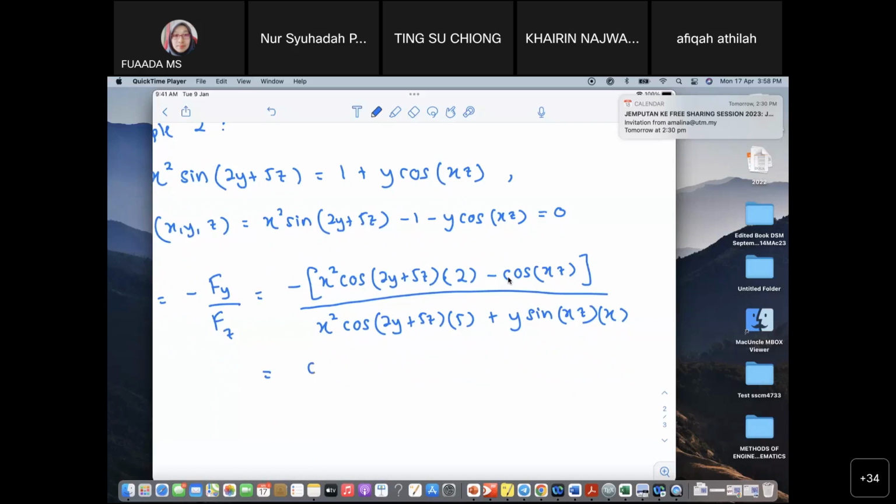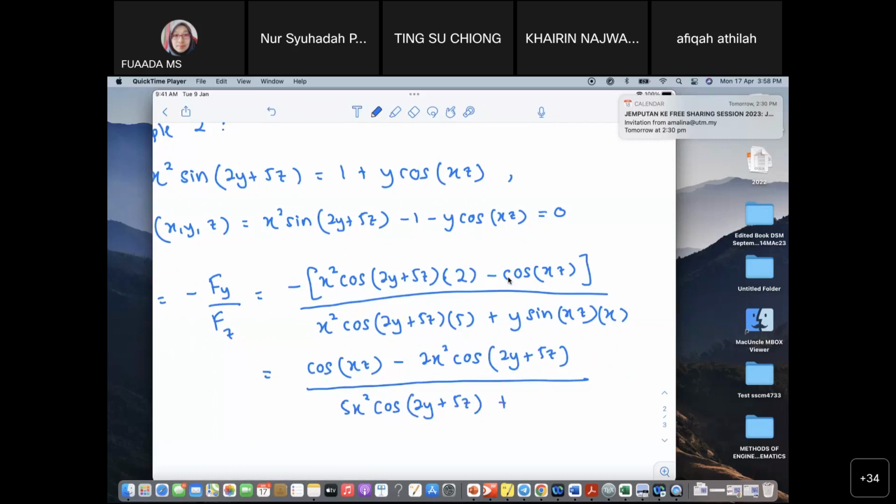Okay, let's simplify. So I expand directly. Cos of xz minus 2x squared cos of 2y plus 5z. Okay, that is the numerator. Divided by 5x squared cos of 2y plus 5z plus xy sin of xz. That's it. You directly get the answer you want.